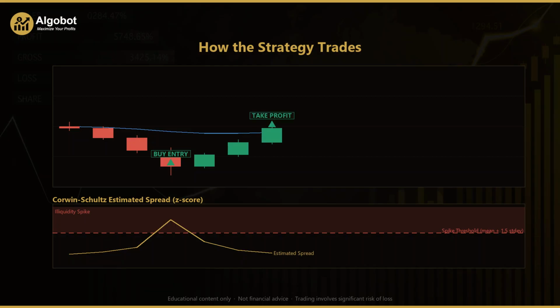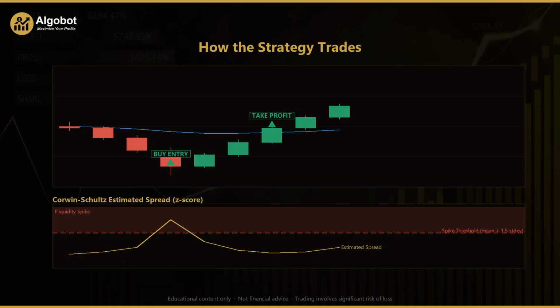Now look at the fourth candle. It is a wide range bar with a long lower shadow, the classic footprint of a liquidity gap where resting orders are swept and price briefly overshoots. At that exact bar, the estimated spread surges up into the illiquidity spike zone, clearing the threshold. At the same time, price is closed well below the EMA baseline, more than the required stretch in ATR terms. Both conditions align, so the strategy signals a long, and you can see the buy entry marker on that candle.